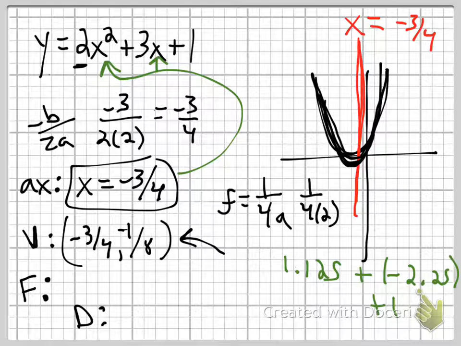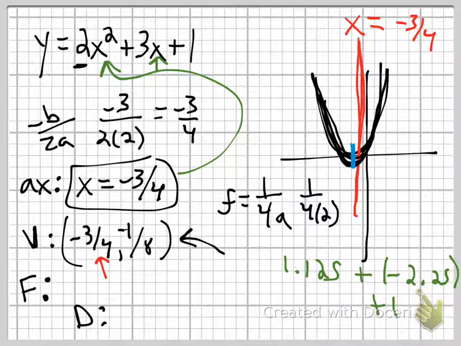So if I add 1/8 to the x value of my vertex, negative 3/4 plus 1/8, I get negative 5/8 as an x value. Well, if I look at that, if I go over negative 5/8, that's going to be right here. That's not going to be in line with my vertex, meaning that's wrong.